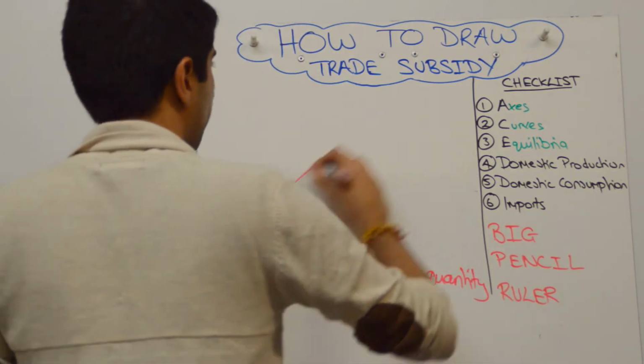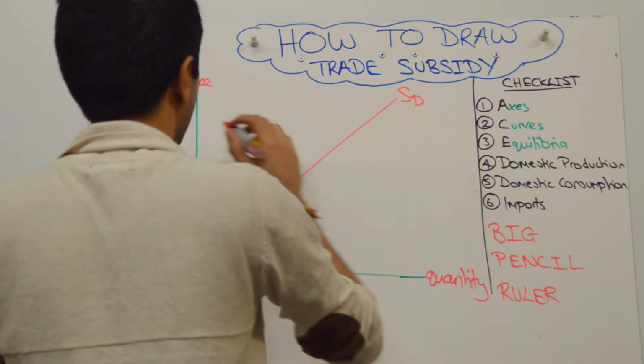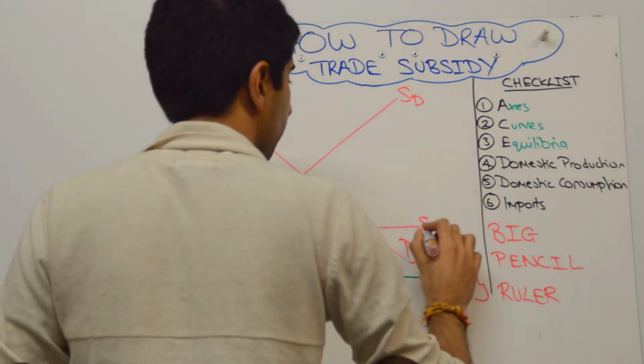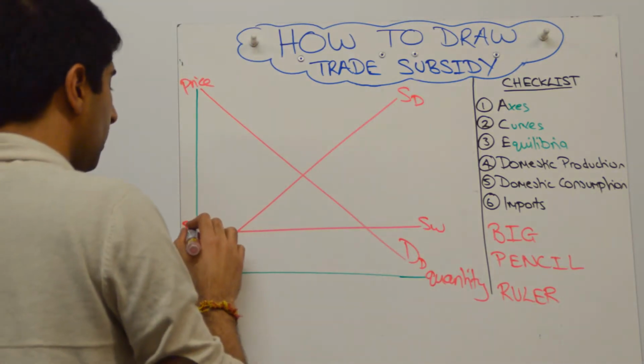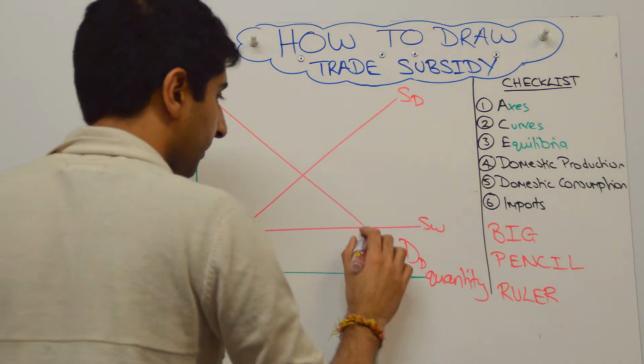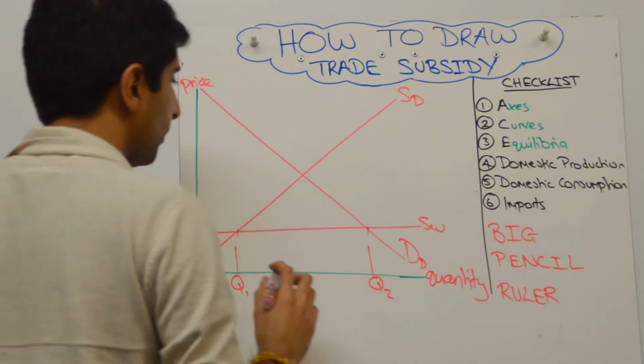We then draw a normal free trade situation with supply domestic and demand domestic. Supply the world like so, as we're used to, with a price of PW there. Domestic production at Q1, domestic consumption at Q2.